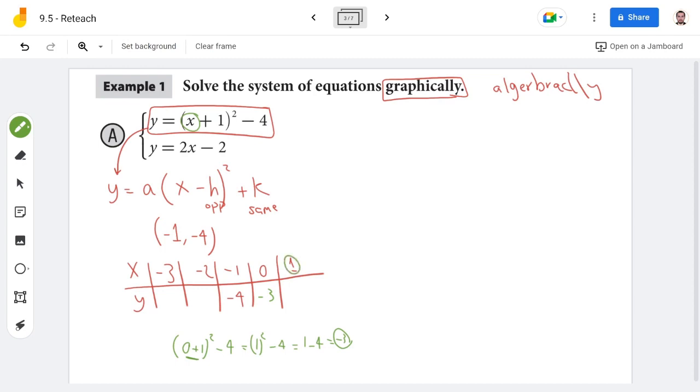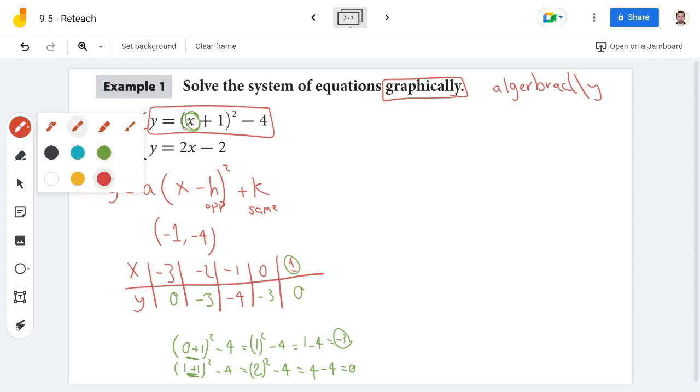Now replace x with 1. So 1 plus 1 squared minus 4. Simplify this. 1 plus 1 is 2, 2 squared minus 4. 2 squared is equal 4, minus 4 is equal 0. So this one should be 0. And this one should be -3. This one should be 0. Now let's start to graph my function.